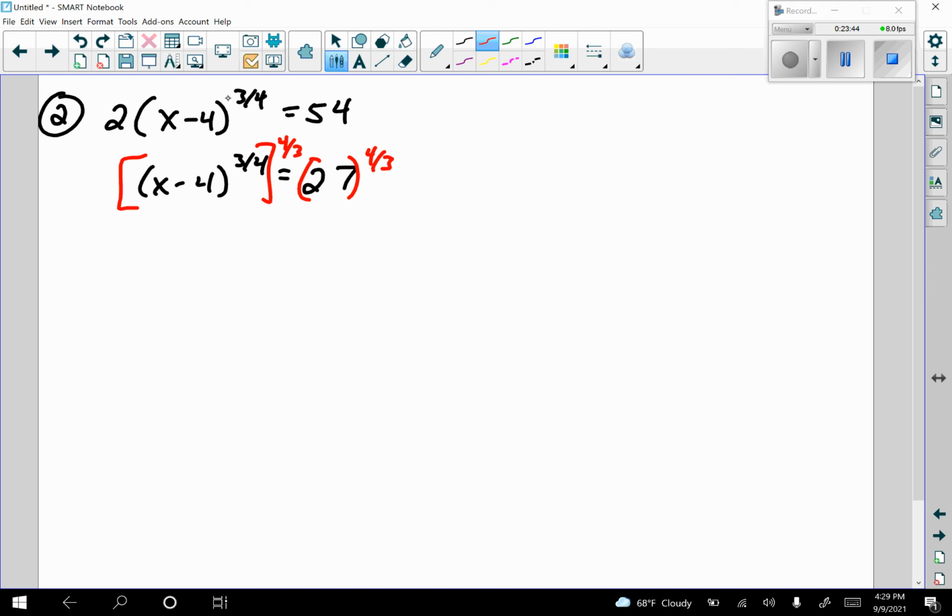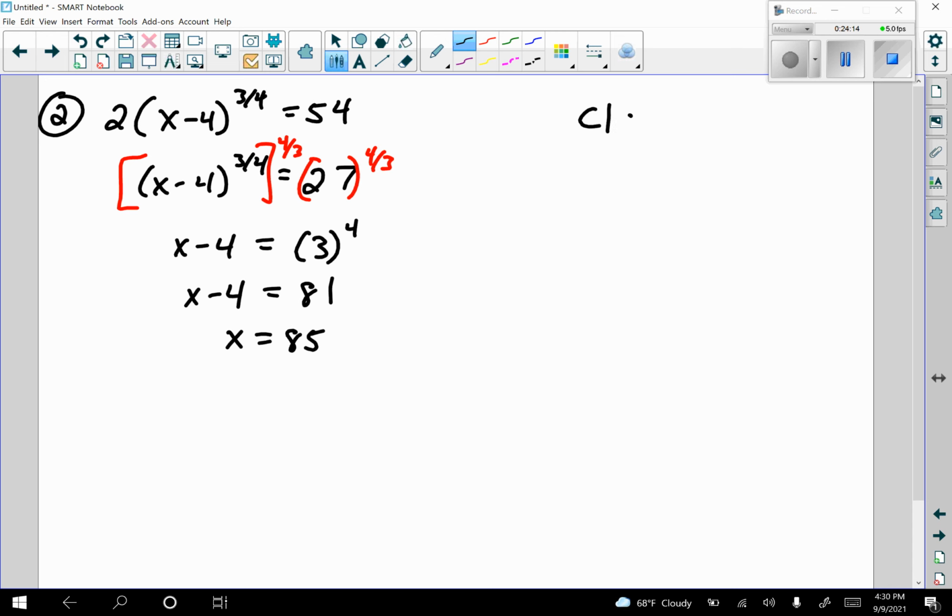Now because this numerator here is not even, I don't need to worry about a plus or minus here, because when you cube something, if you cube a positive, it just comes out positive. If you cube a negative, it comes out negative. So we don't have to worry about the plus or minus here. So here we're just going to get x minus 4. Now 27 to the 4/3. This 3 means I'm going to take the cube root of 27, which is 3. Then I'm going to raise it to the 4th. This will give me 81, and x will equal 85.